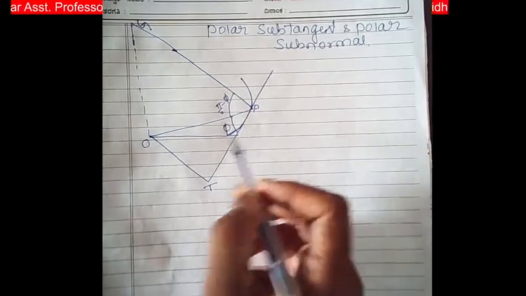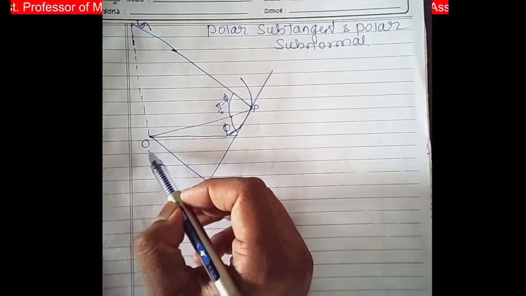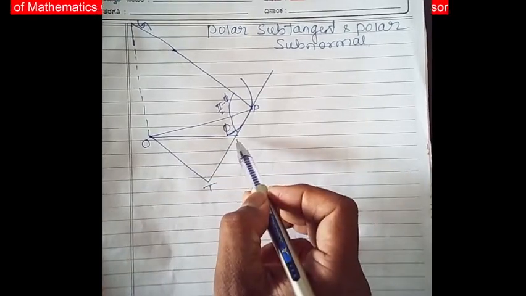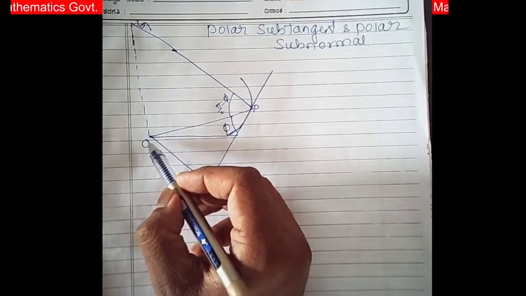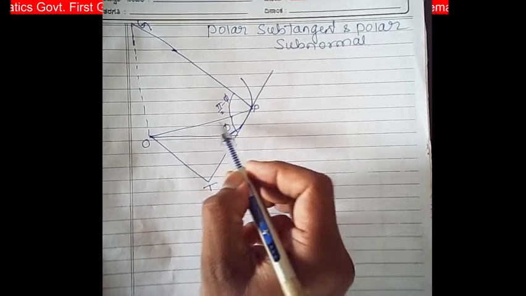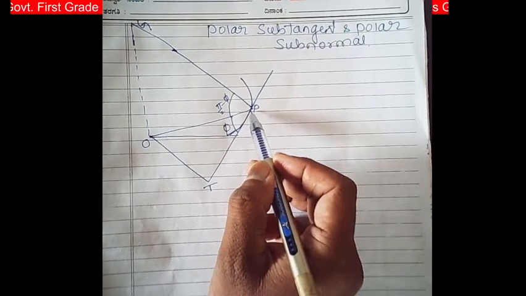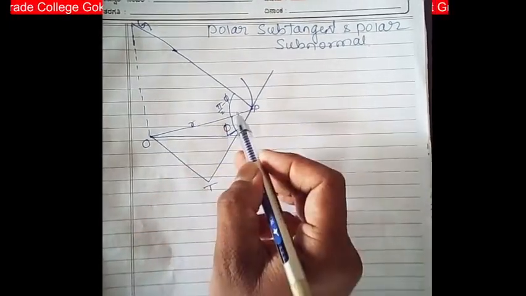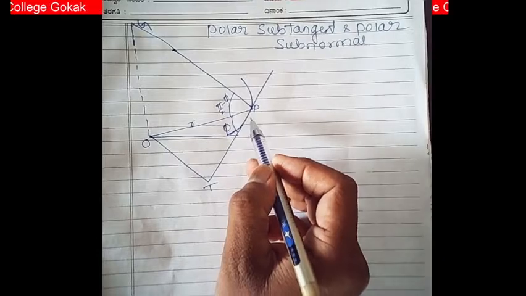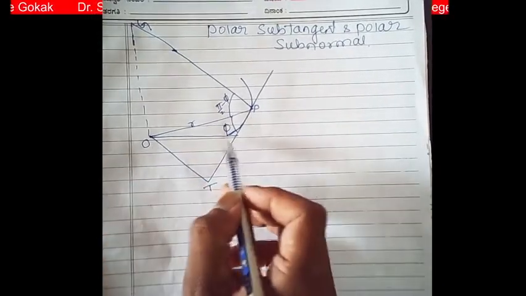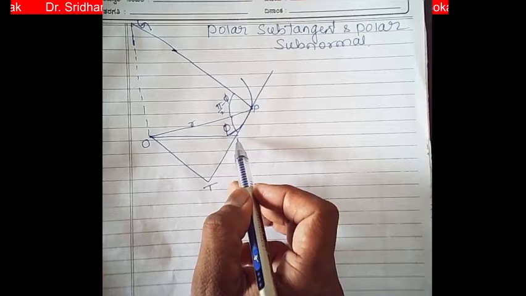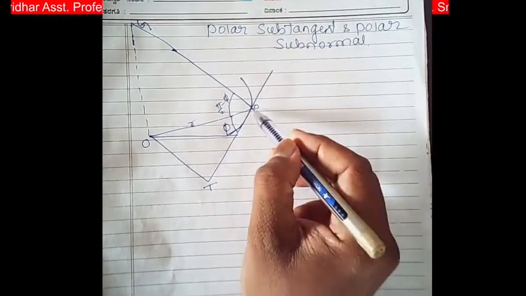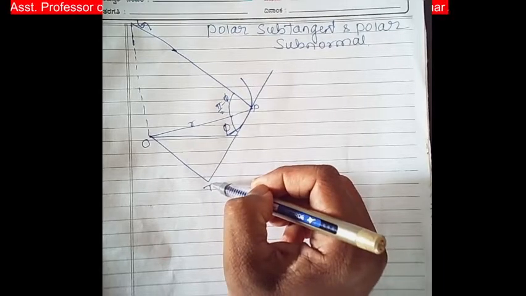Okay. So next, this is a pole, and this is the initial line. Now from this pole, draw a line joining point P. So then OP becomes the radius vector, and this is the initial line, that is x-axis. And at this point P, we draw a tangent. So PT is a tangent.